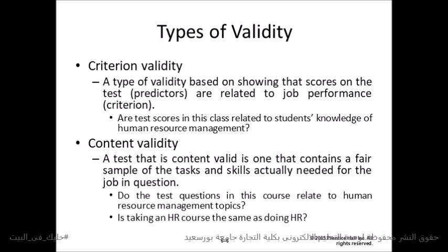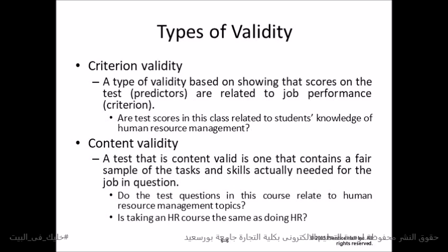This means that the test involves the right questions about the particular functions and duties of the job skills being tested. Therefore, content validity represents the content of the test. Does the content of the test match the actual job related functions and duties?